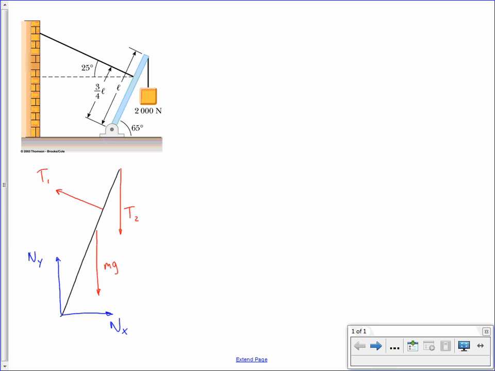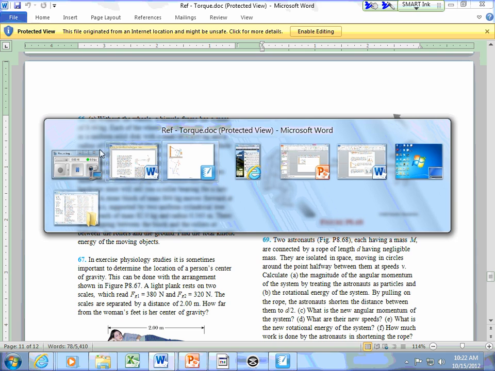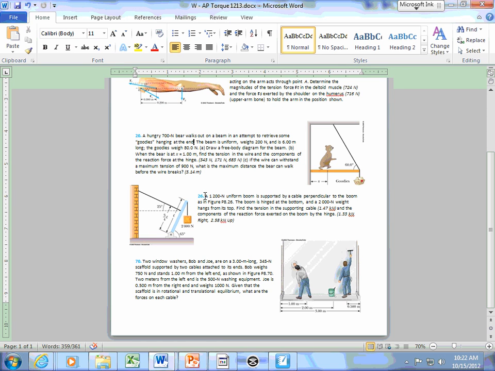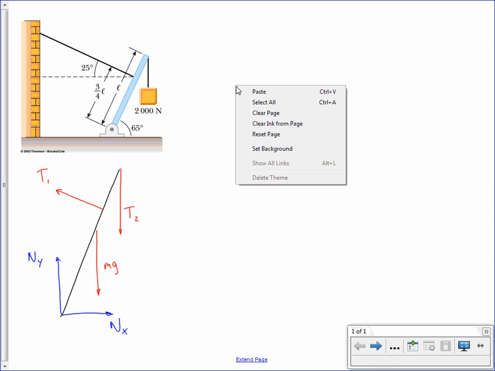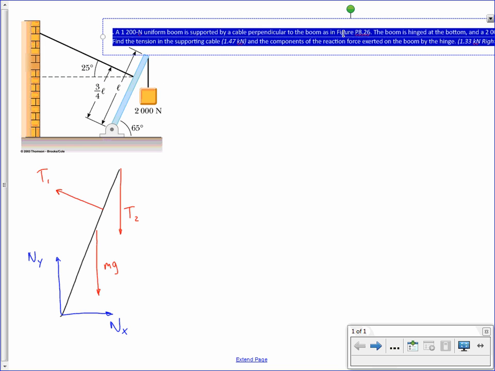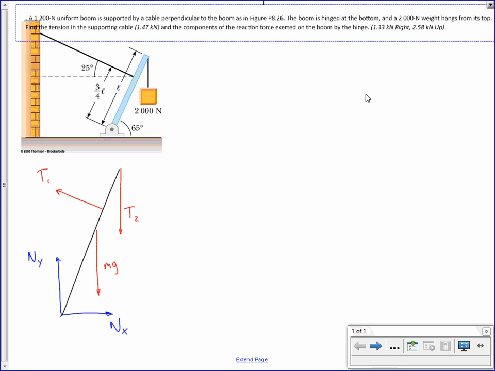Now, I don't even know what the question asks. Let me check that. Find the tension in the supporting cable. All right, fair enough.